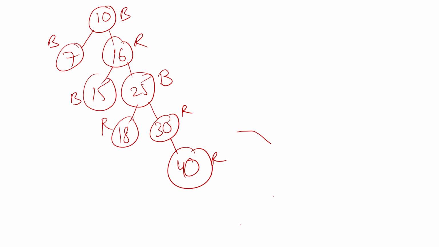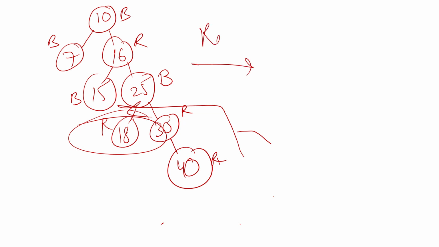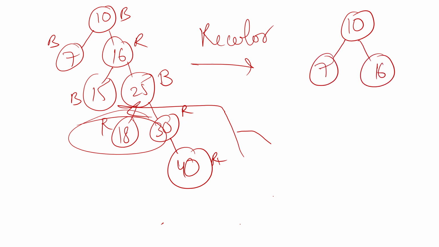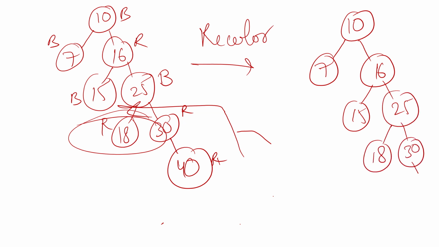Red again. Red, red, uncle red. So recolor. So now when we recolor 10, 7, 16, 15, 25, 18, 30, 40. Now the colors, we'll just not change, we'll write the colors of these nodes: 25, 18, 30, the rest we'll mention as it is.